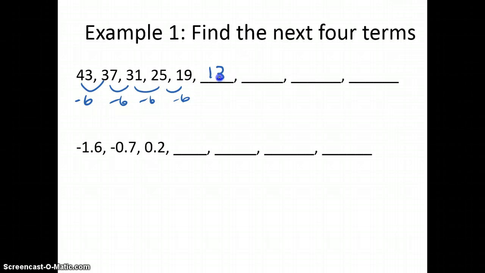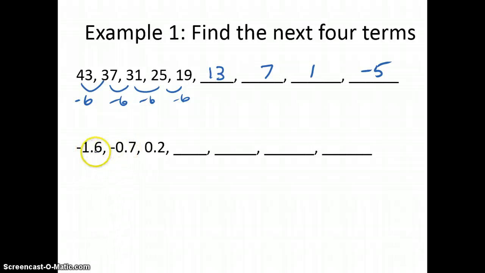So our next term would be 13. Our next term would be 7. Subtracting 6 again would give us 1. Subtracting 6 again would give us negative. So it's quite all right to go from positive to negative. That's where the sequence takes you. Likewise, we can go negative to positive.